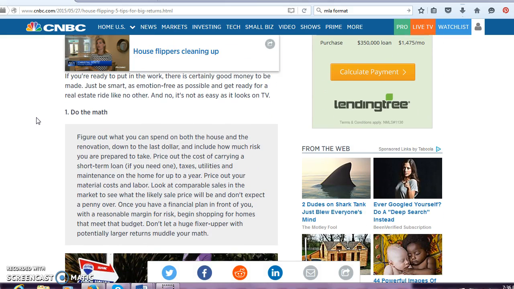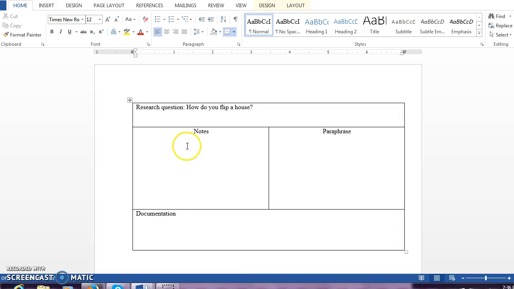Okay, so number 1 says do the math. Figure out what you can spend on both the house and the renovation down to the last dollar, and include how much risk you are prepared to take. Okay, so I want to write that note down. I'm going to write that in the notes section. So that's what I write here: figure out what you can spend on the house and the renovations down to the last dollar and decide how much risk you are willing to take. So that's basically what that website just said, right?